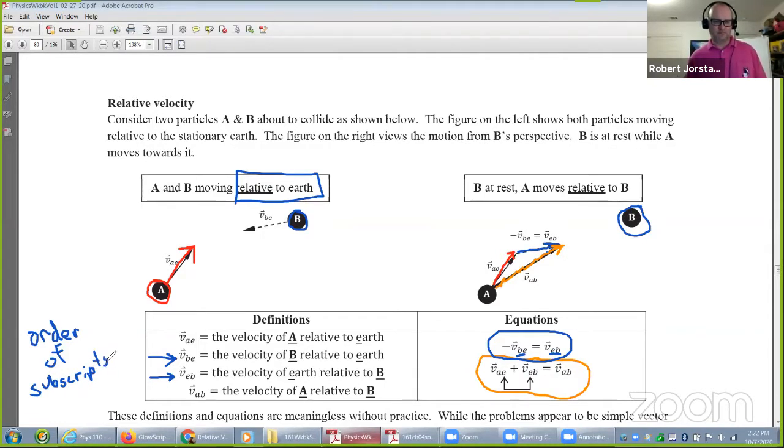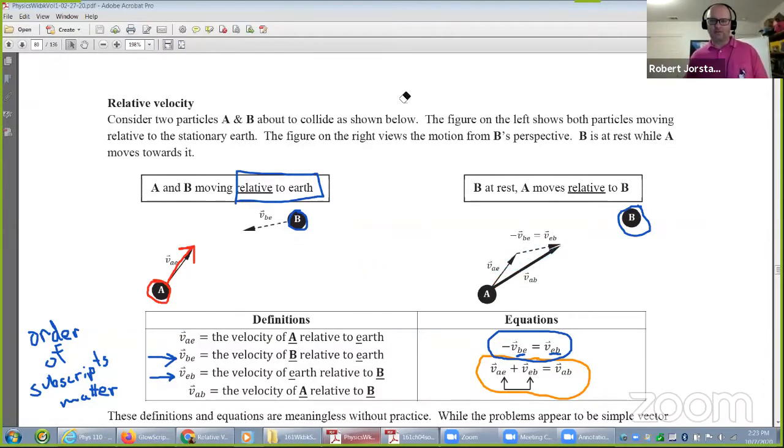So the order matters now. And we see in particular, it's a lot like cross products. If you flip the order of a cross product, you get a minus sign. If you flip the order of the subscripts in a relative velocity problem, we're going to flip the sign of the vector. And maybe I could show you this here. If I get some of this stuff out of here.